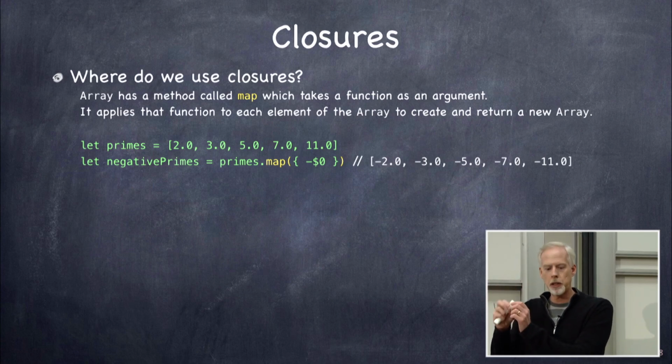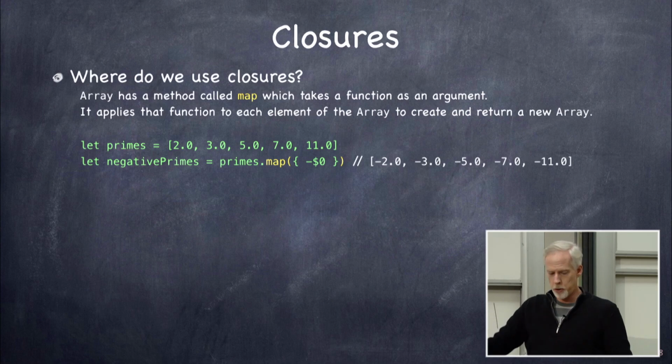Just like we had in the previous slide, change sign. And now I get a new array. Negative primes is going to be a new array with -2, -3, -5. You see how I used map there?